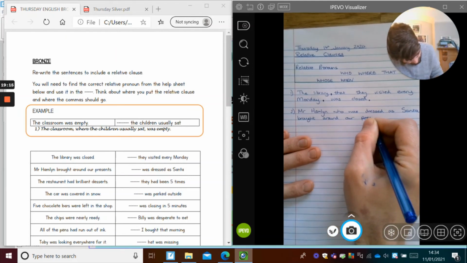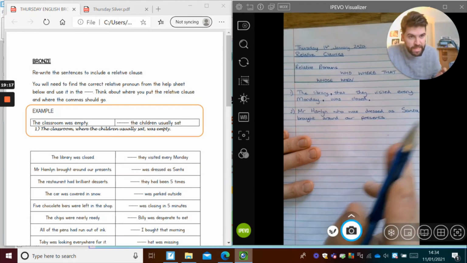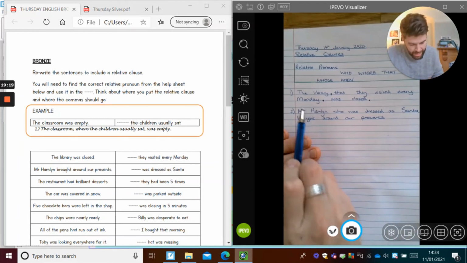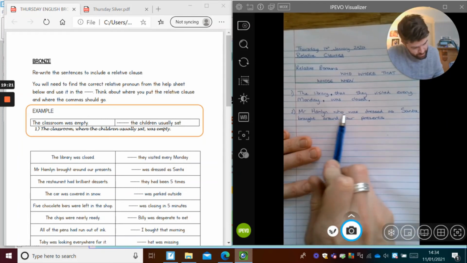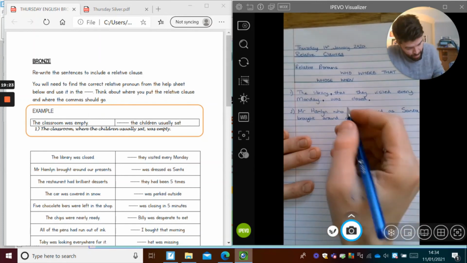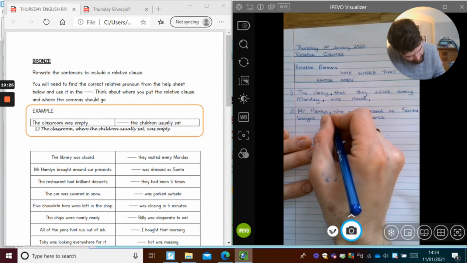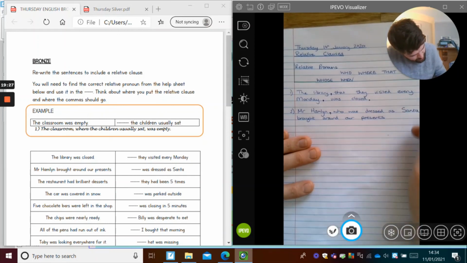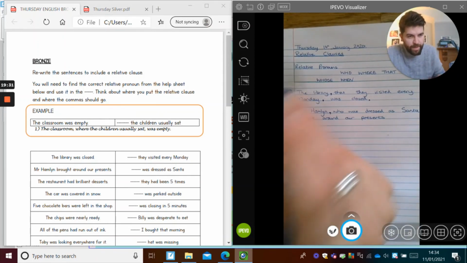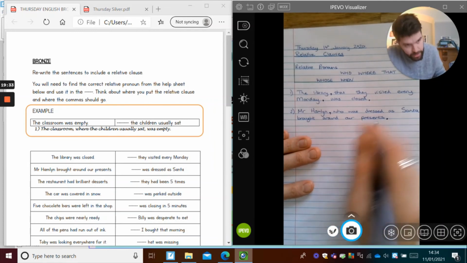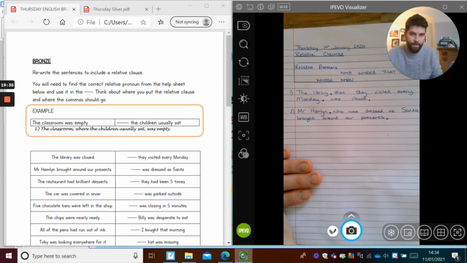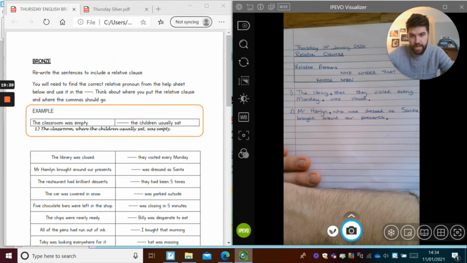Now, before I finish there, let's do some sentence essential checks. Capital letter to start. Here's my relative clause. I'm remembering my commas either side, who was dressed as Santa, of my relative clause. And then full stop to finish. Full stop to finish the sentence. Job done. Okay. Third one, you're going to use the restaurant had brilliant desserts and they had been 5 times.